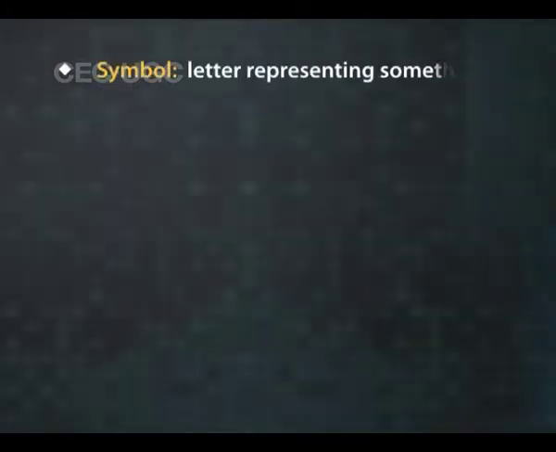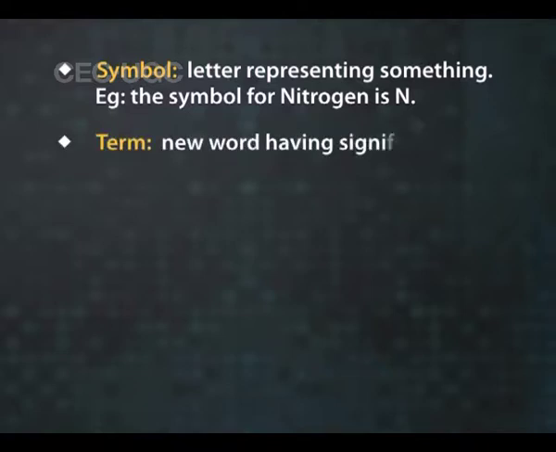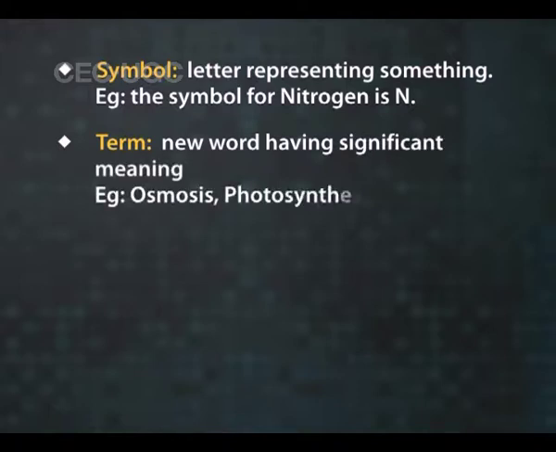A symbol is a letter representing something. For example, the symbol for nitrogen is N, capital N that is. A term is a new word having significant meaning to the pupil. Example is osmosis, photosynthesis, etc.